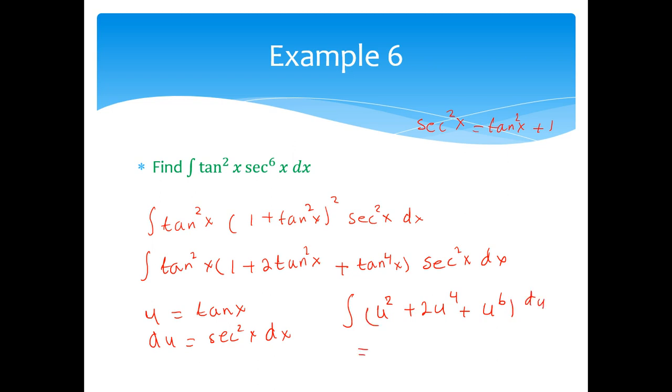So then using the integration, I have u to the power of 3 over 3 plus 2u to the power of 5 over 5 plus u to the power of 7 over 7 plus c. And then we substitute for u equals tangent x.